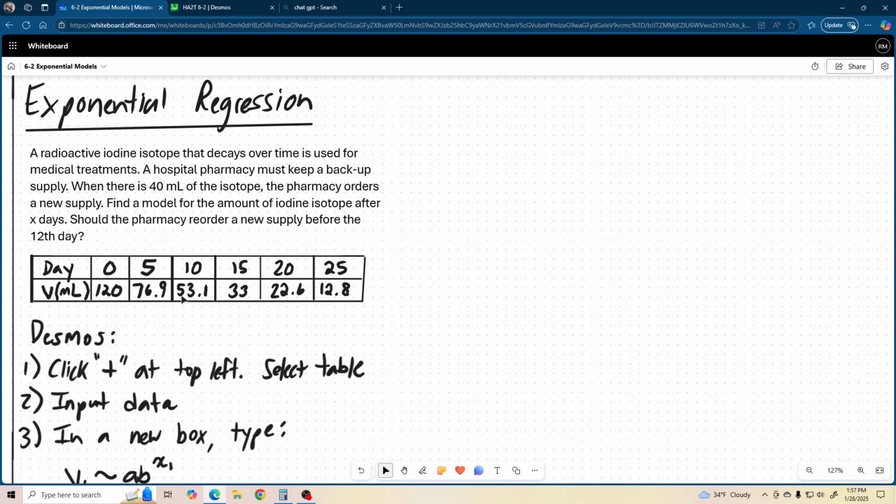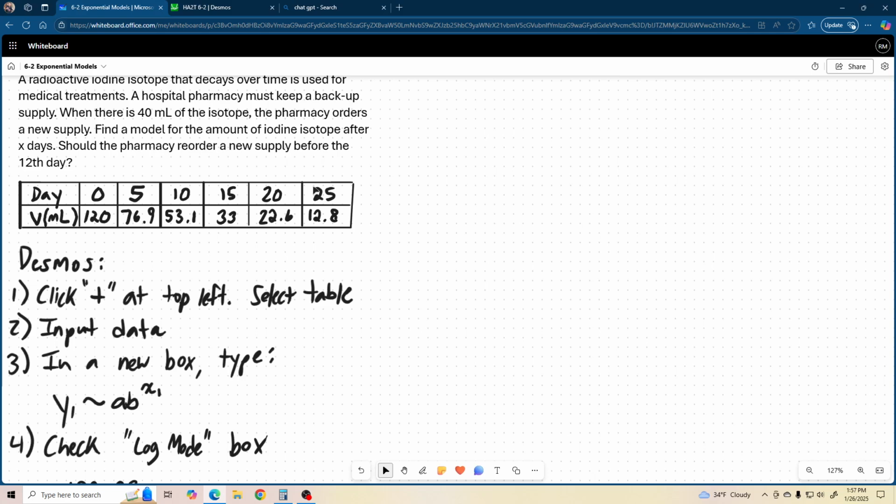Well, I did a step-by-step thing here, and I'm going to show you on Desmos what I did, and hopefully this will help you out. So first of all, we have this chart that lists, at day 0, we had 120 milliliters of our iodine isotope. And then at 25 days, we only had 12.8, which is not enough. We would have to have ordered it before then. We're trying to find out at 12 days, should we have already ordered it, because we have to have at least 40 on hand.